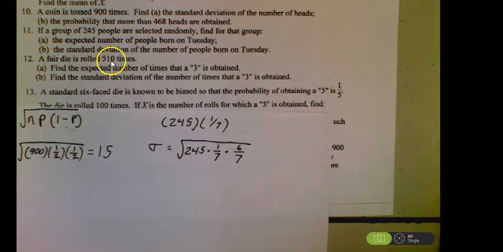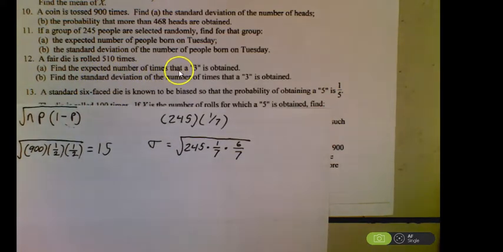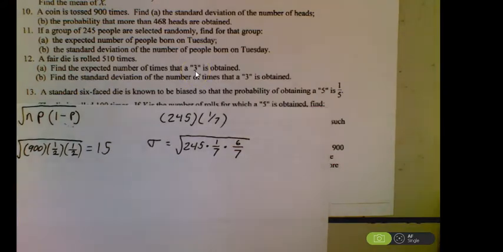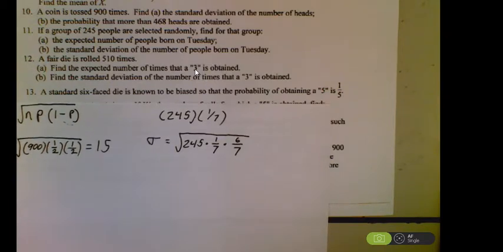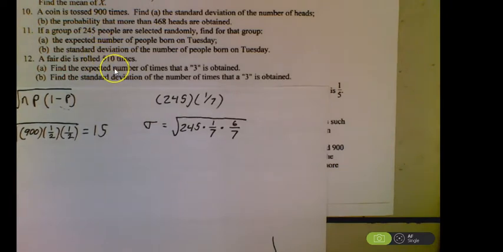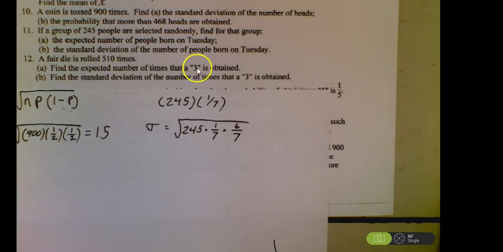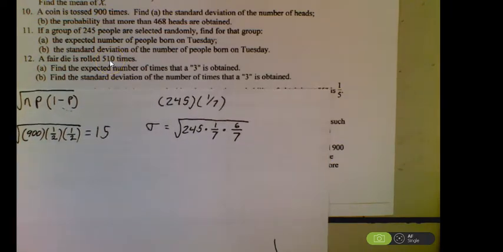Again, you got a bunch of trials, so that's usually the binomial stuff. So find the expected number of times that a 3 is obtained. So remember, the probability for success on this would be 1/6, because there's only 1 out of the 6 ways to get a 3 on any roll. And so this is really identical to the last problem that we just did. So if you just did your 1/6 times 510, that would give you your expected number.